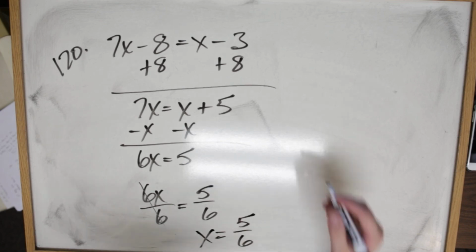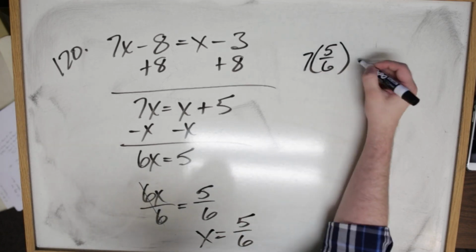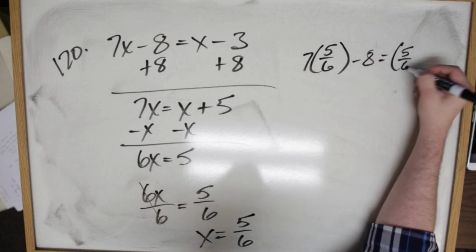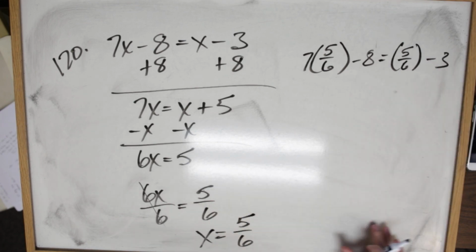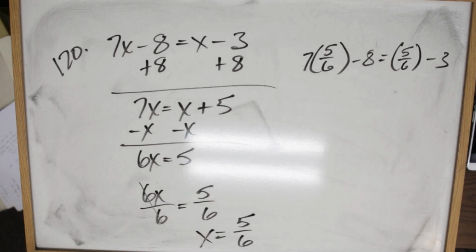Now we got to do the check. 7 times 5 over 6 minus 8 is equal to 5 over 6 minus 3. Okay. So this is kind of weird. This is a weird check. It's a little strange.